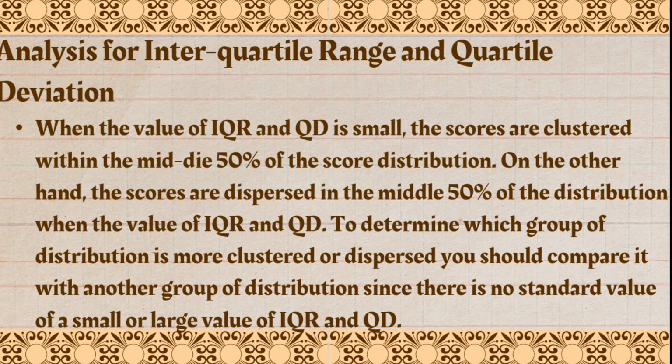Analysis of interquartile range and quartile division. When the value of IQR and QD is small, the scores cluster within the middle 50% of the score distribution. On the other hand, the scores are dispersed in the middle 50% of the distribution when the value of IQR and QD is large. To determine which group of distribution is more clustered or dispersed, you should compare it with another group of distribution since there is no standard value of a small or large value of IQR and QD.